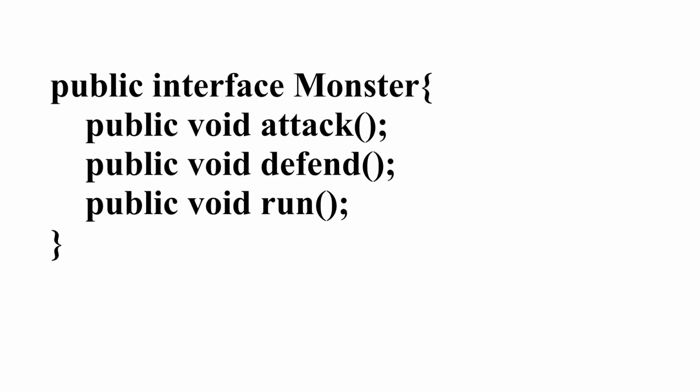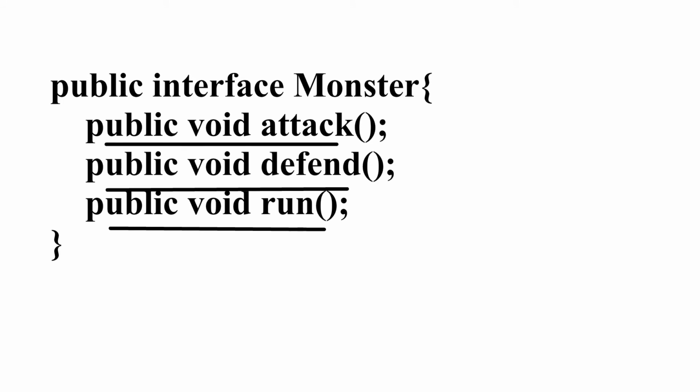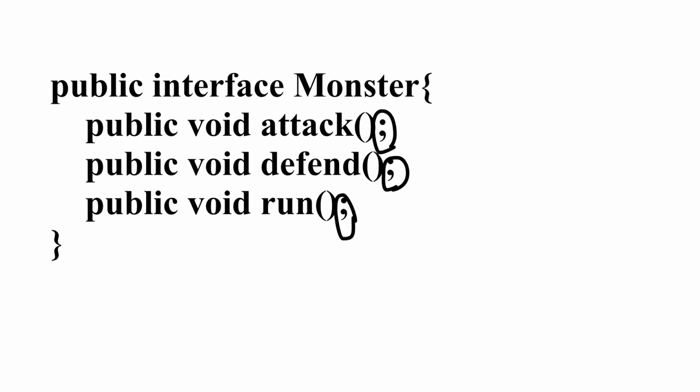So let's do an example. Here is our monster interface. Each monster will have their own way of attacking, defending, and running, as you can see by the method headers. Note that they have no body and instead a semicolon.